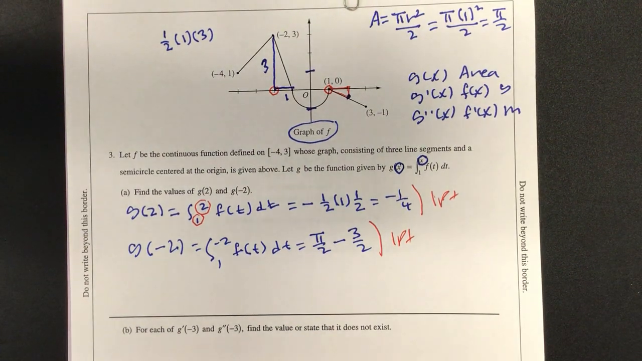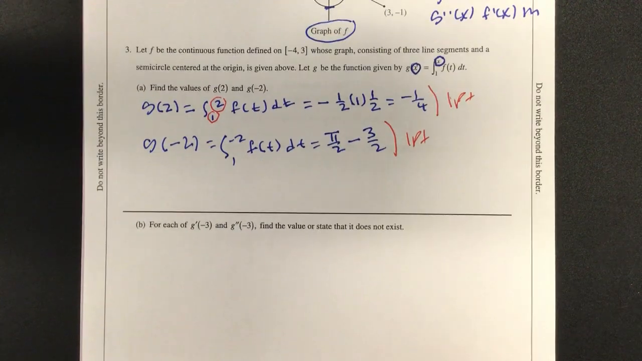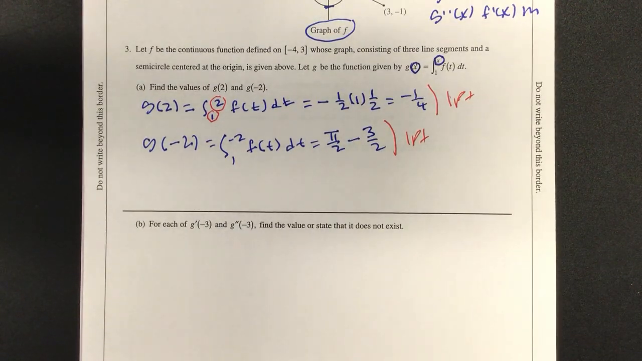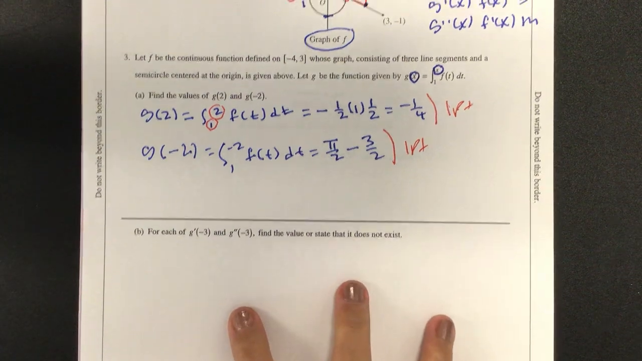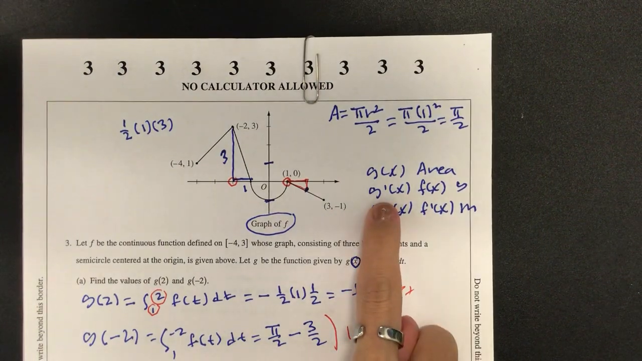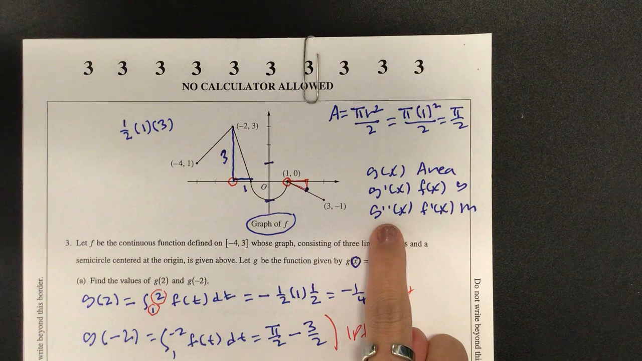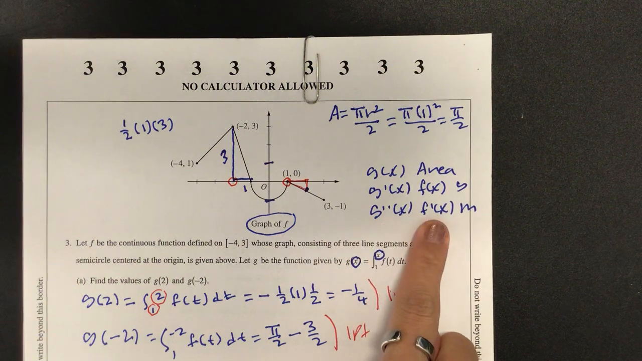Okay, moving on to the next one, part B. Frank, let's read part B. Read g prime of -3, g double prime of -3. Find the value or state that it does not exist. Okay, so then let's kind of recall. G prime is the y value. G double prime is the slope of that value, correct?